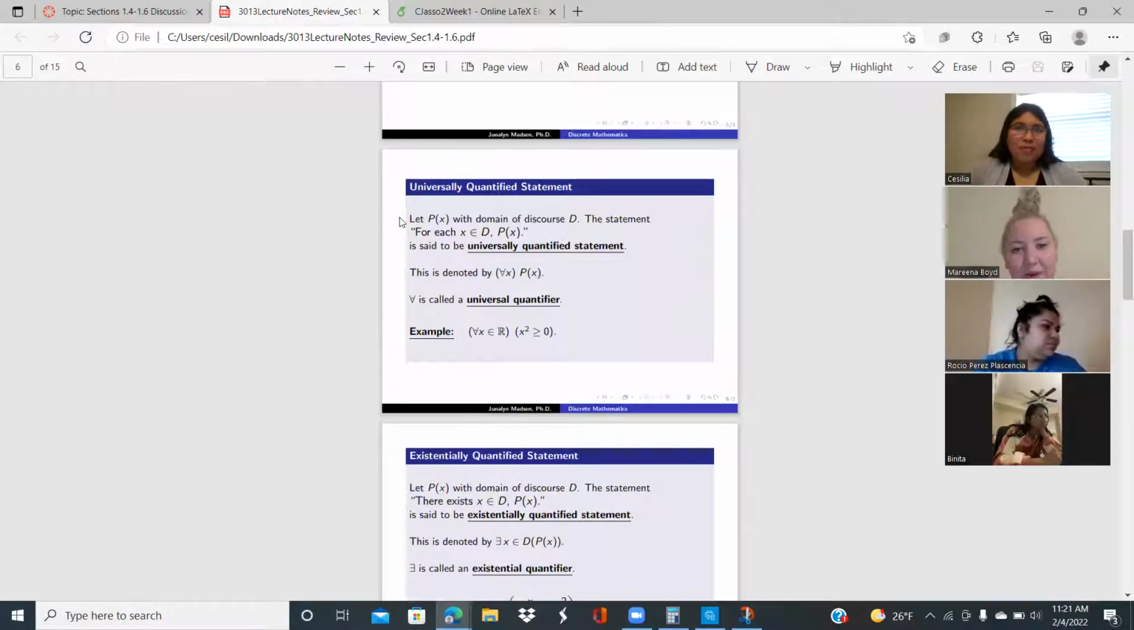Let P of X be a propositional function with the domain of discourse D. The statement "for each X element of D, P of X" is said to be a universally quantified statement. This is denoted by upside down A X, P of X. It's called a universal quantifier.